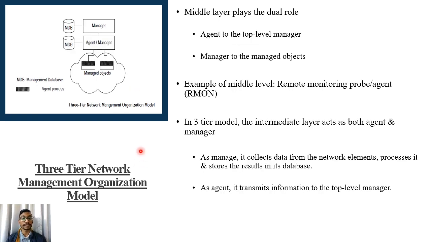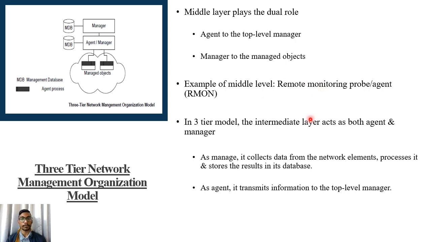Now we will see the three-tier network management organization model. In this, there is a manager, and then an agent or manager, and both have different management databases. Only this agent or manager, the intermediate or middle layer, is connected to the agent process and the managed objects. The middle layer plays a dual role: an agent of the top-level manager, or a manager to the managed objects.